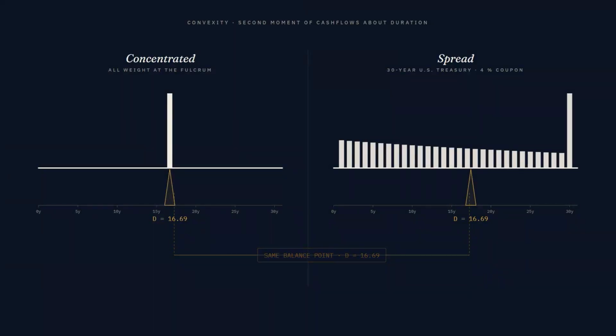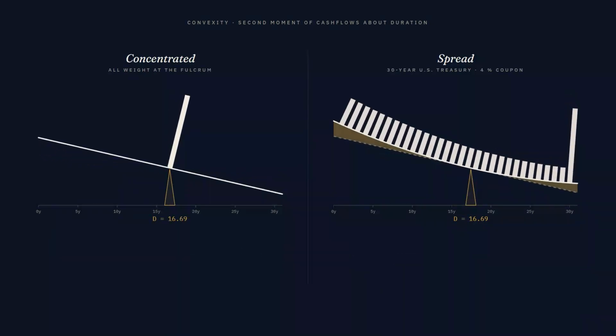Now press both seesaws with the same rate move at the same time. Both planks tilt the same first-order angle. They have to, because they have the same duration. But look at the right seesaw. Its plank flexes much more than the left one's does, and the difference is the spread of the weights.